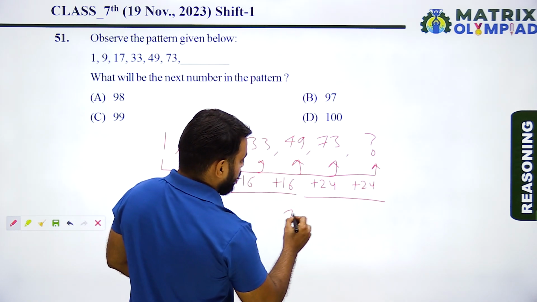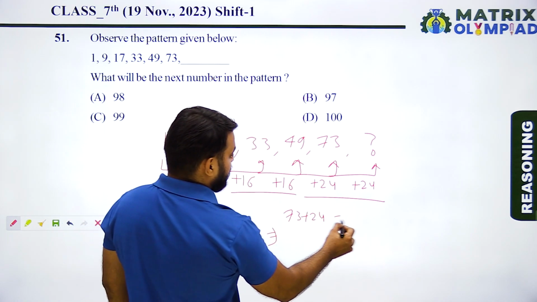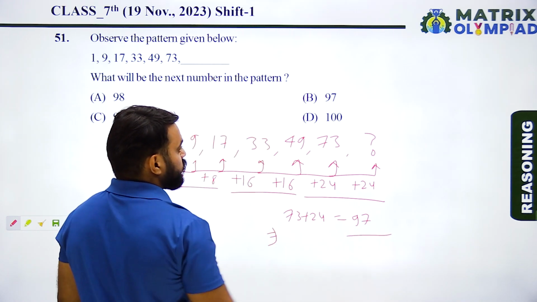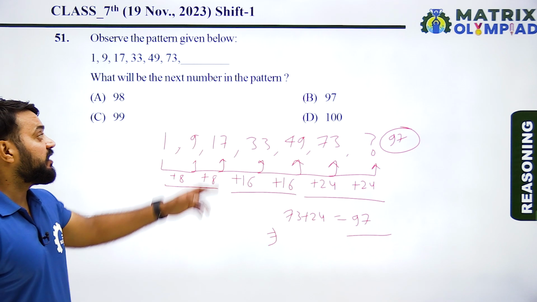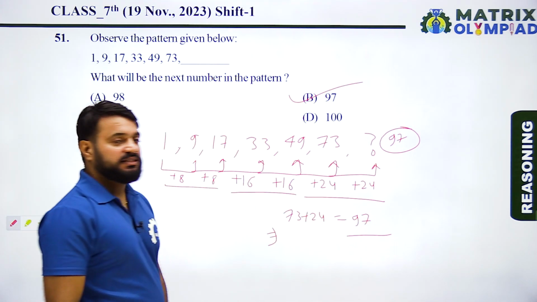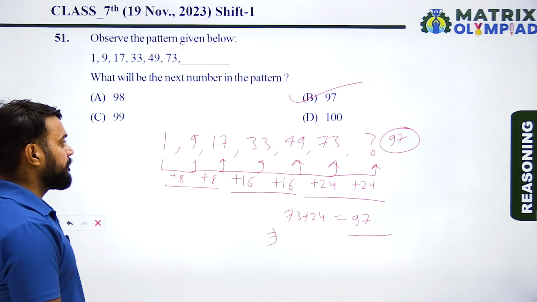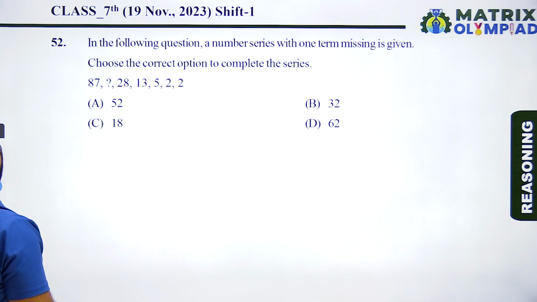So 73 plus 24 means 97. So the next number of this series is 97. It means option B is the correct answer of this question. So let's move on to the next question, question number 52.